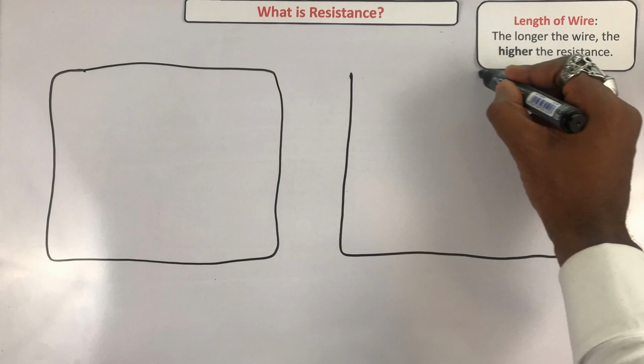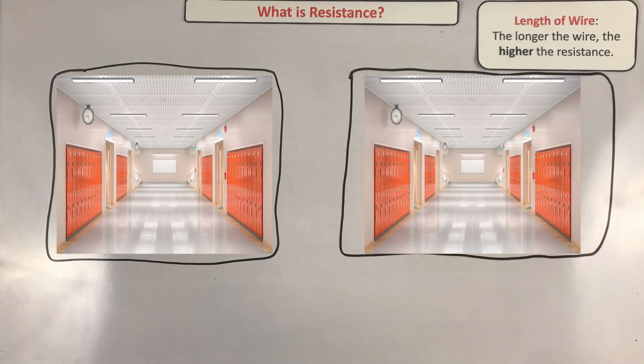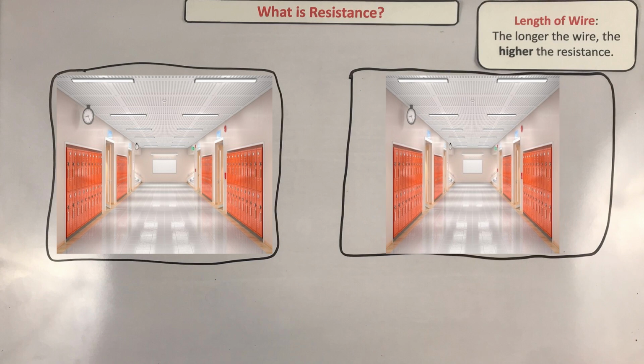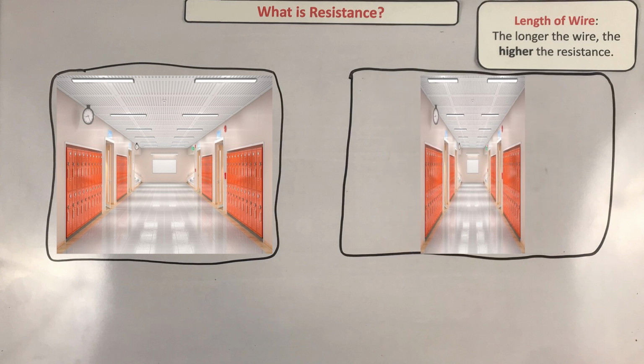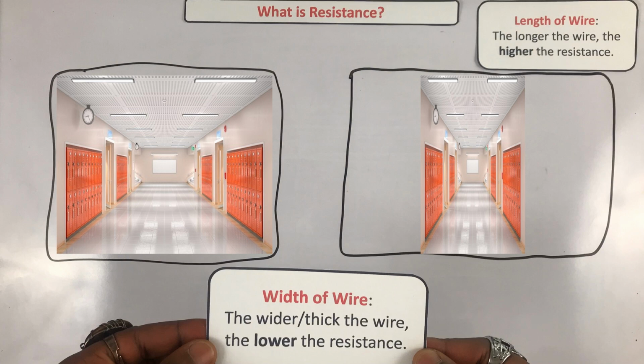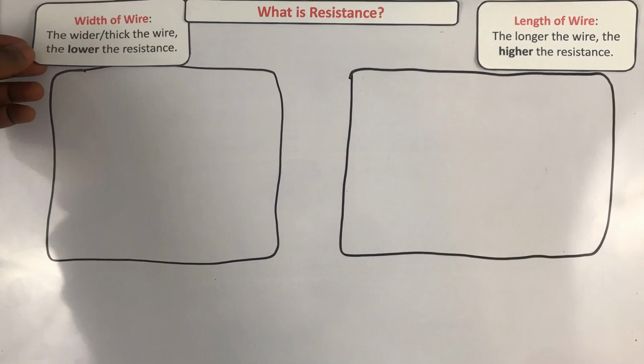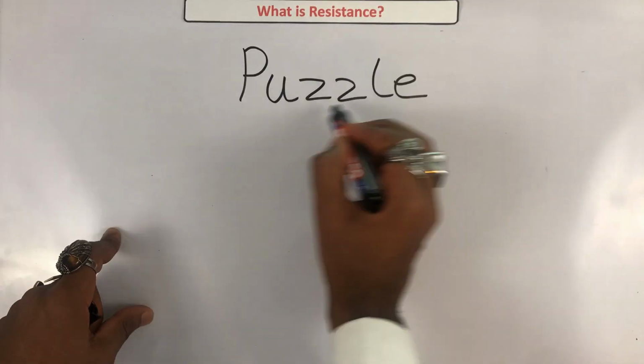The second is the width of the wire. If you shrink the width of one of these corridors, you will have some next level of resistance. In a wider corridor, you will experience less resistance. So in the context of a wire, the wider or thicker the wire, the lower the resistance. I'll leave you with this puzzle to figure out.